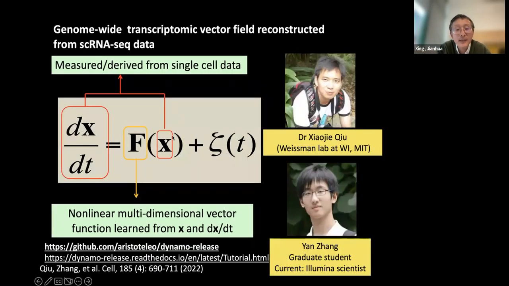So then we end up with a lot of single-cell data. We have the expression state and we also have velocity. And with the biology, we have this assumption. They are connected by a set of equations like this. This is a complex nonlinear multidimensional vector function. We do not know what it is, but we assume they are connected by this function, then it becomes a machine learning problem. How can we learn this function from the data? So this is the work we discussed in this recent publication, and it was mainly done by two very brilliant, capable young researchers, Dr. Xiaojie Qiu from the Weissman lab, and my former student Yan Zhang, who is currently an Illumina scientist.